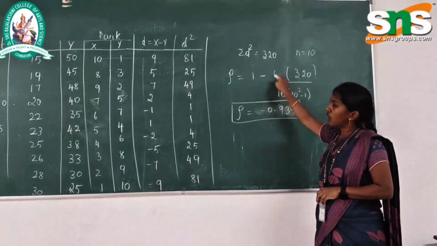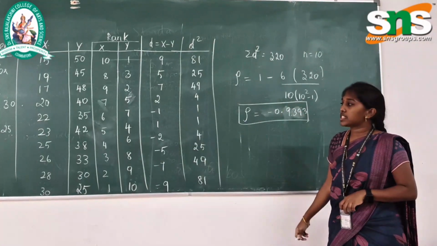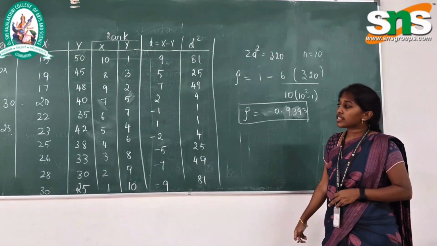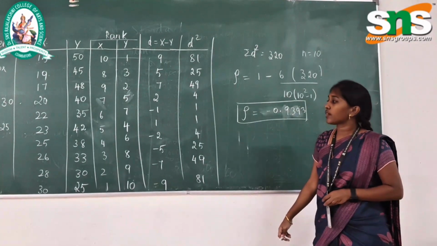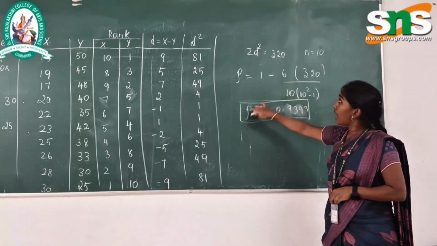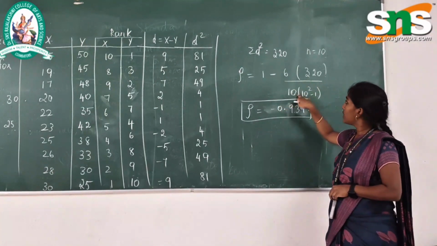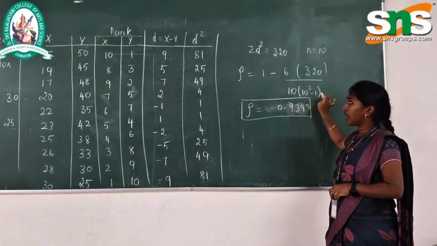Next we are going to substitute all those values in the formula. The formula for Spearman's rank correlation is rho is equal to 1 minus 6 into summation d square by n into n square minus 1. While substituting, 1 minus 6, the value of summation d square is 320, divided by, the value of n is 10, so 10 into 10 square minus 1.